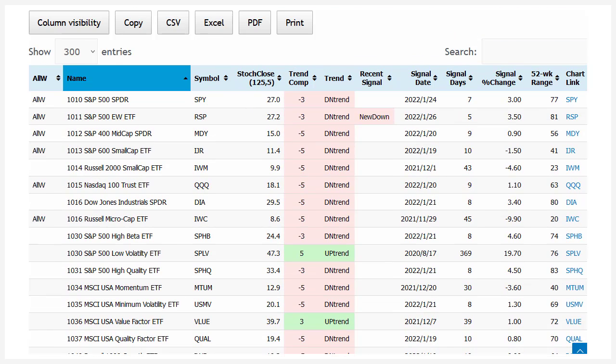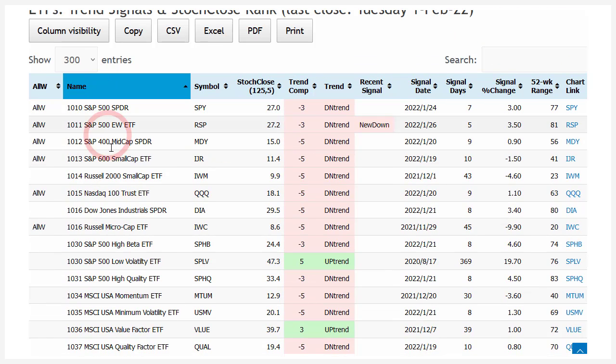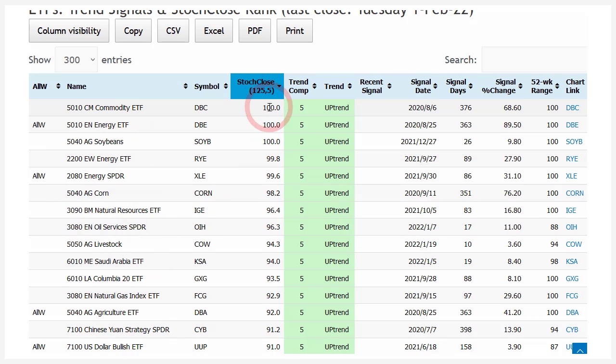So what we can do here is we can sort by that column to get a top-down sort. We can sort by the StochClose value. And you can see the ones at the top are the strongest here. And no surprise here, commodities.